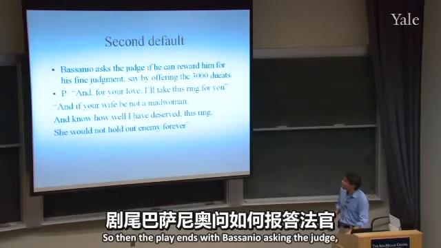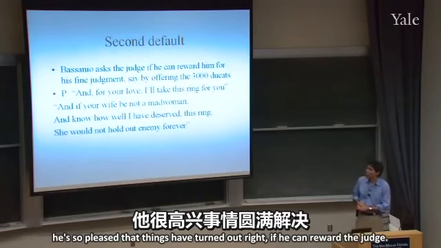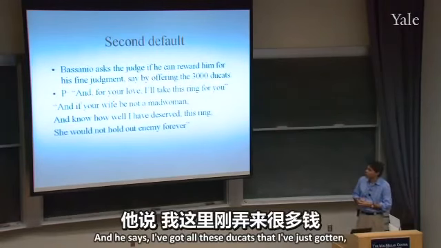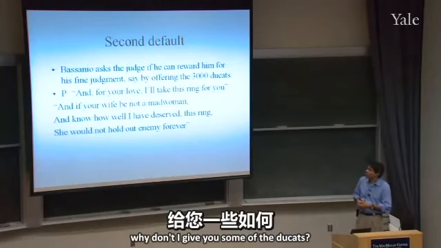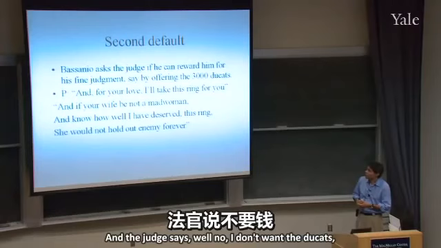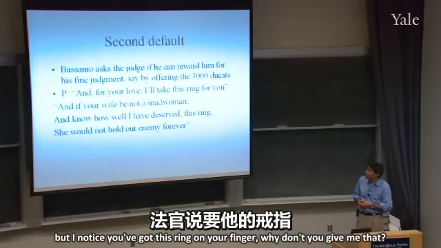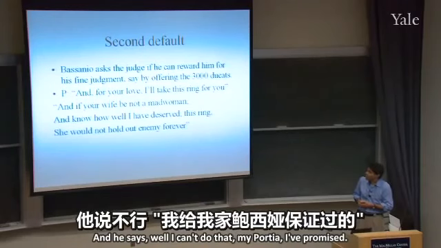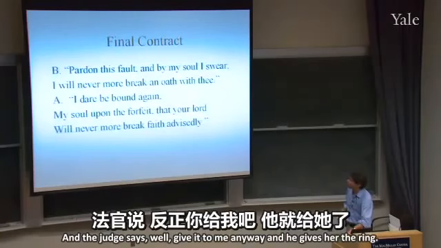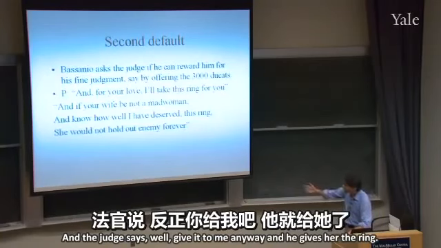And so the play ends with Bassanio asking the judge, he's so pleased that things have turned out right, if he can reward the judge. He doesn't know who the judge is. And he says, I've got all these ducats that I've just gotten. Why don't I give you some of the ducats? And the judge says, well, no, I don't want the ducats, but I notice you've got this ring on your finger. Why don't you give me that? And he says, well, I can't do that. I've promised it to my Portia. And the judge says, well, give it to me anyway. And he gives her the ring.